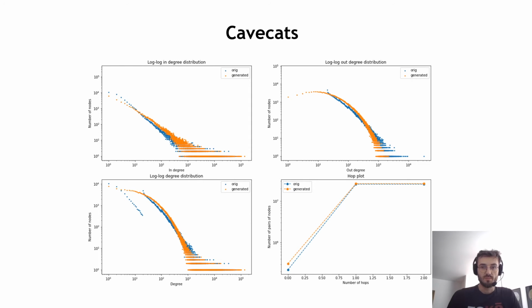Look at this example. This is a MovieLens graph, which does not follow the power law for degree distribution.